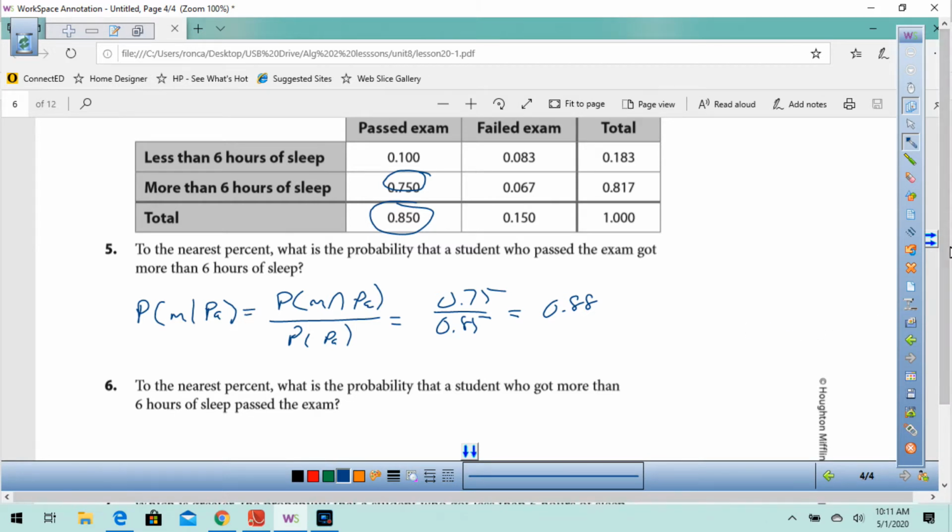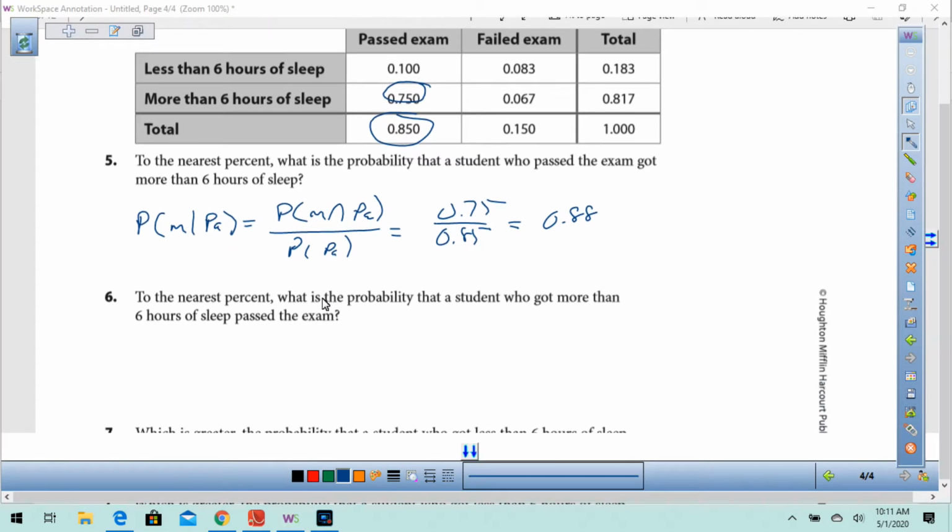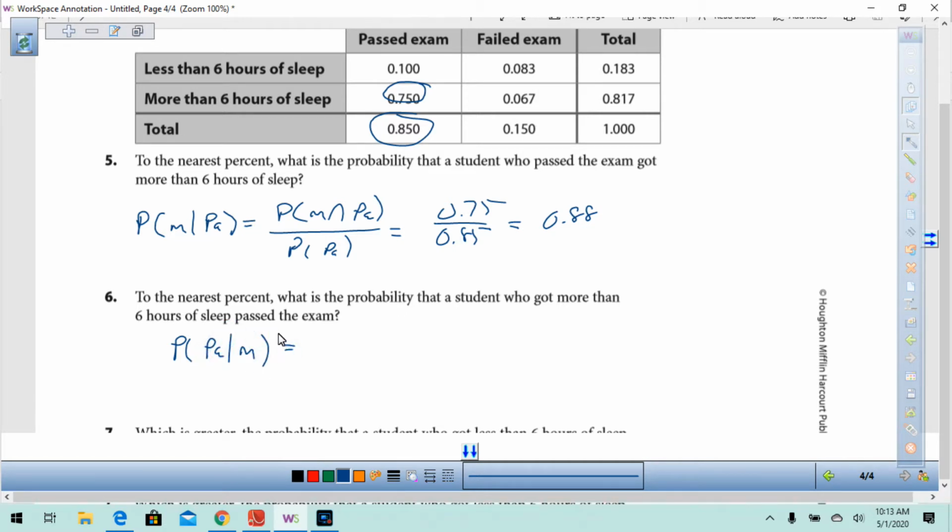Number six. To the nearest percent, what is the probability that the student who got more than 6 hours of sleep passed the exam? So this is going to be the probability that they passed given they got more than 6 hours sleep.